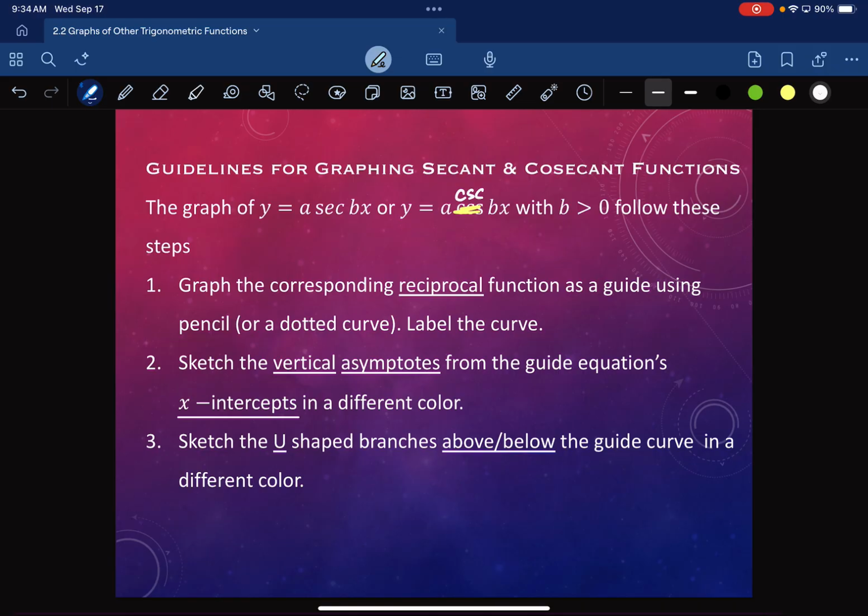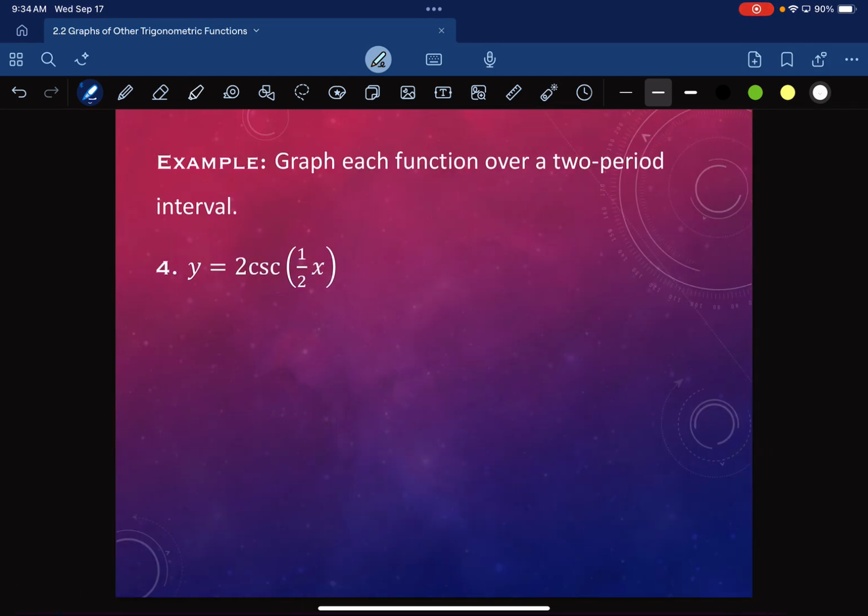Okay, so I'm going to use different colors because I have abilities with the iPad to do that very nicely. So we're going to do an example, number 4. So we have 2 cosecant of 1/2 x. Directions say to graph each function over a 2-period interval. We're all hoping that you get to do some 1-period intervals as well, but I want you to have some practice with 2-period intervals with these. We're not going to have to label near as many points either with these. When we were doing sines and cosines, we were labeling a lot of values, weren't we? Yes, we were labeling lots of things. We're going to label a few fewer things on these.